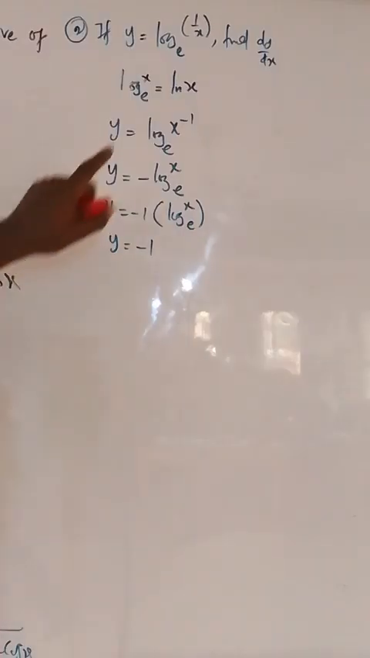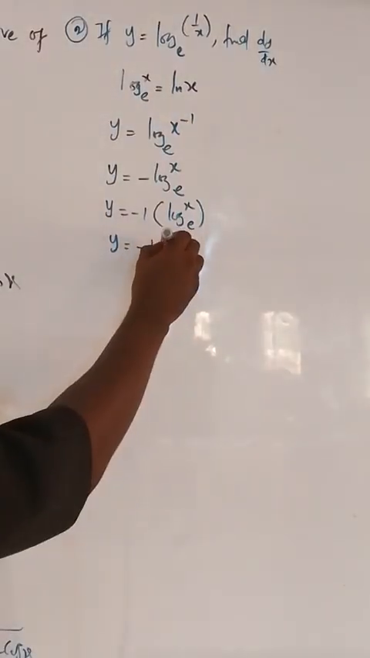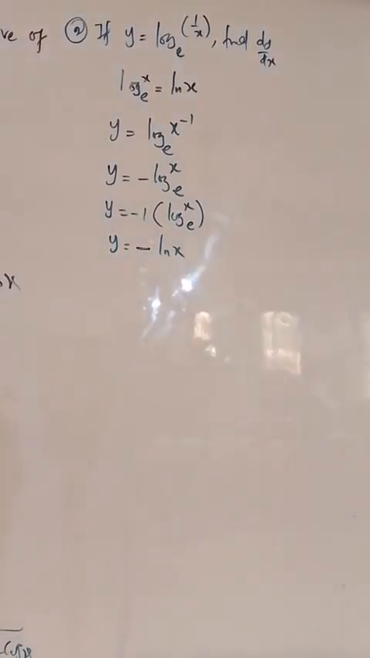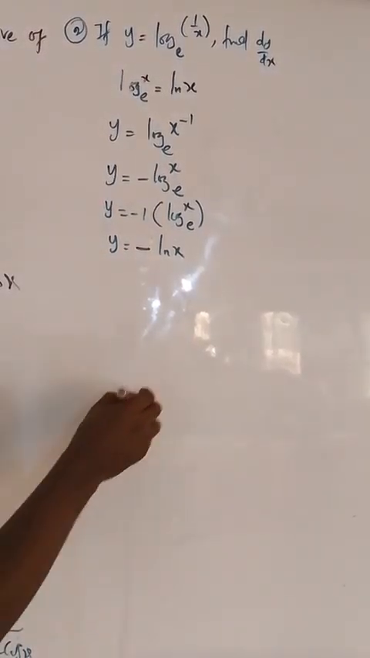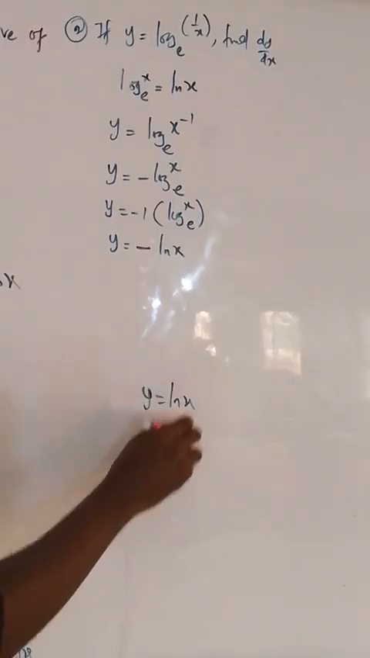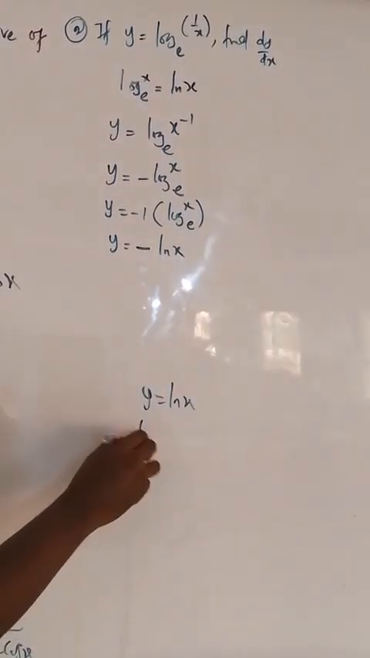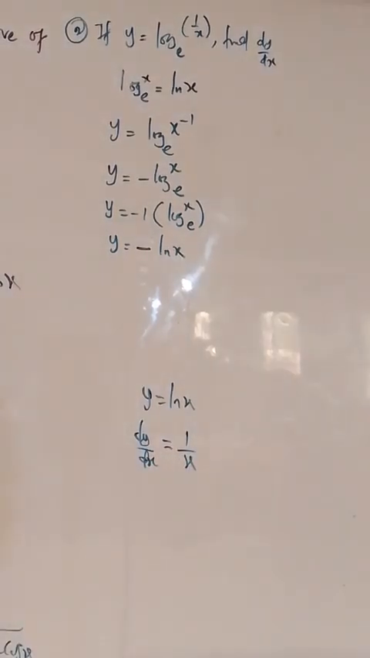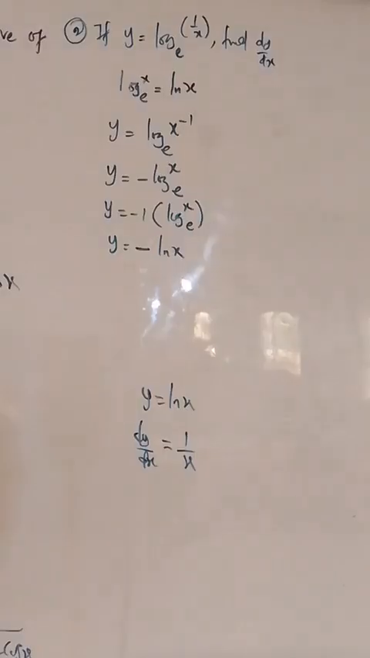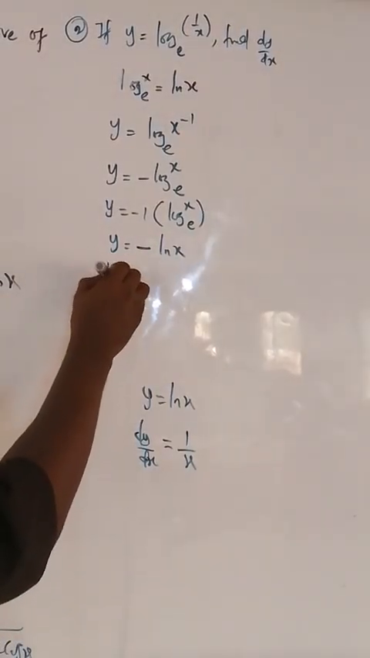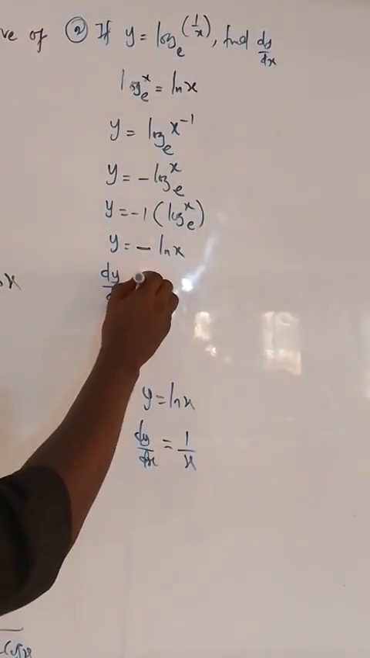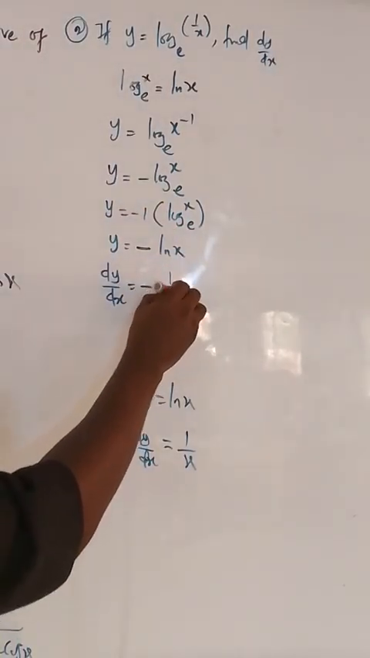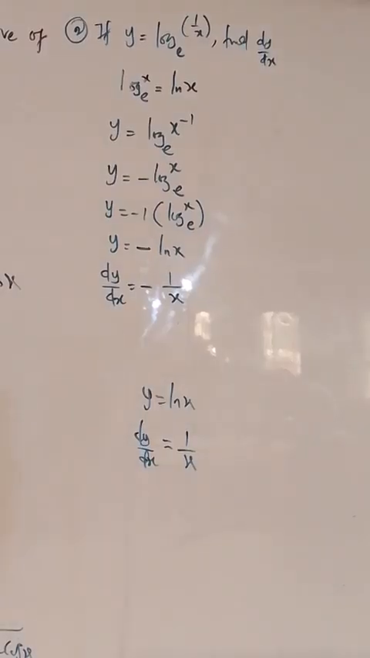What is log x base e from here? ln x. Normally, anytime we have y equals ln x, dy/dx equals 1 over x. From here directly, you can just say dy/dx. This minus is just a constant. So when you differentiate ln x, you get 1 over x. So that was the final answer.